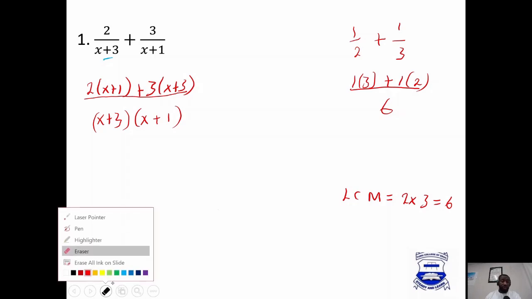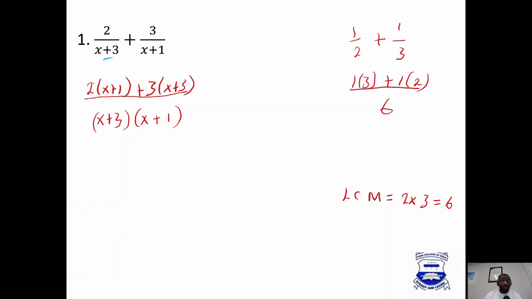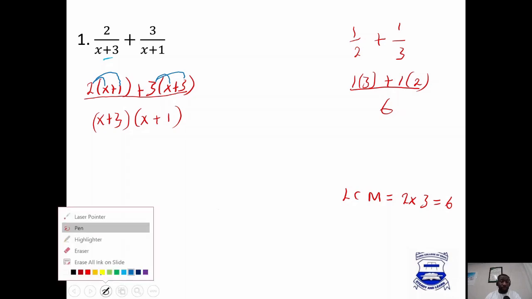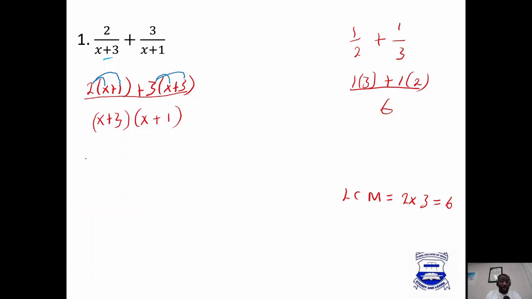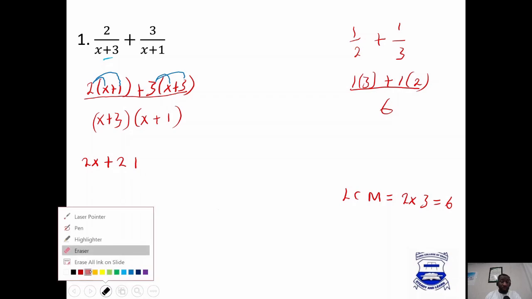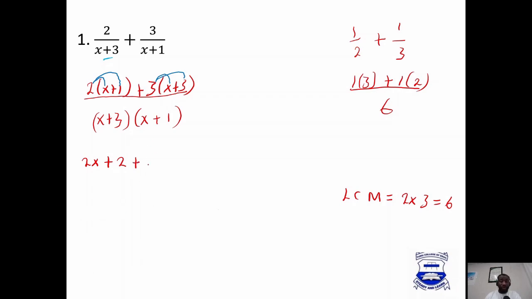Okay, so let's move on. Now, how do I go about it? I just got to use the distributive property. 2 times x and 2 times 1. 3 times x, 3 times 3, right? So moving on, I have 2 multiplied by x, I'm going to have 2x. And then I have 2 multiplied by 1, I have 2, plus, now I have 3 multiplied by x, I'm going to have 3x. Then I have 3 multiplied by 3, is going to give us what? 9.